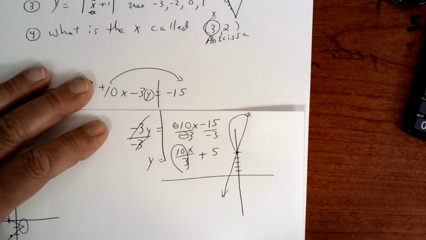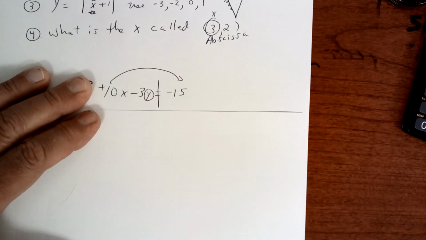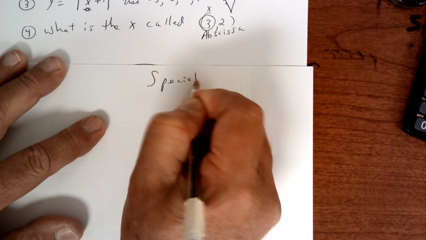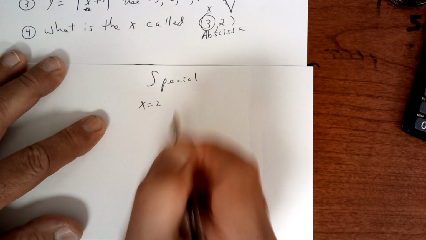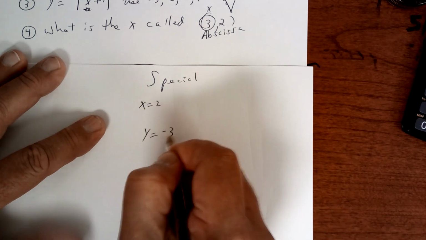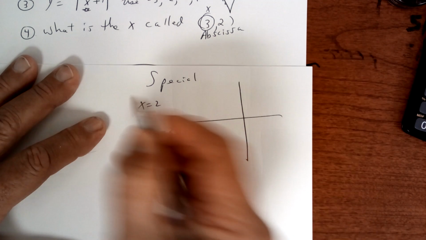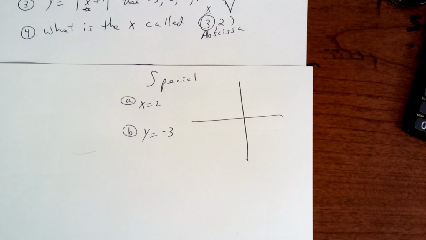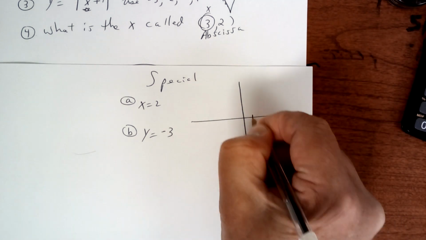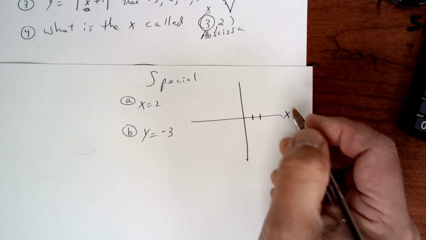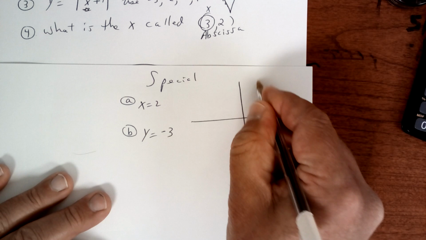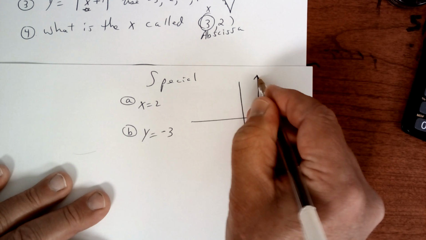There are 2 other ones called special cases. So write this down. Put special. Put x equals 2 and y equals negative 3. Let's call this one A and B. Pay attention now. So this one says x. Well, this is your x. So go over 2. Do you see how this tick mark is going up? That's how your line looks. That's all x's that are 2.